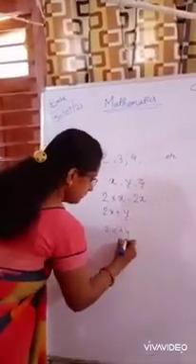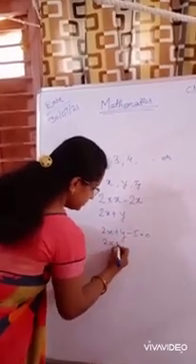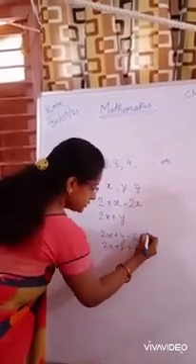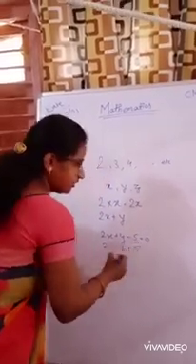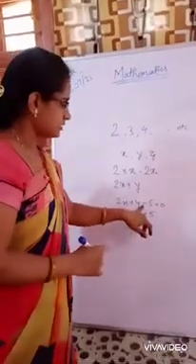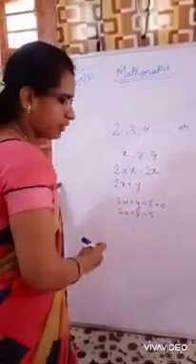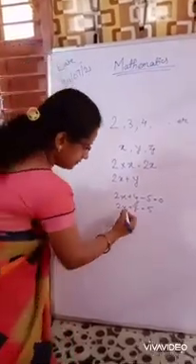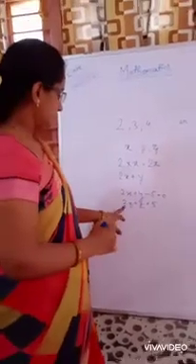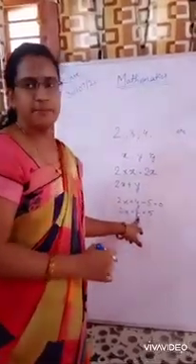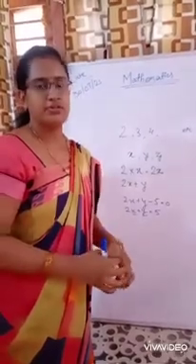2x plus y minus 5 equals 0. 2x plus y equals 5, it is transferred to the RHS and changes its sign. Okay, how do you get the value of x and y? It is a problematic question. So today we will study linear equations in variables.